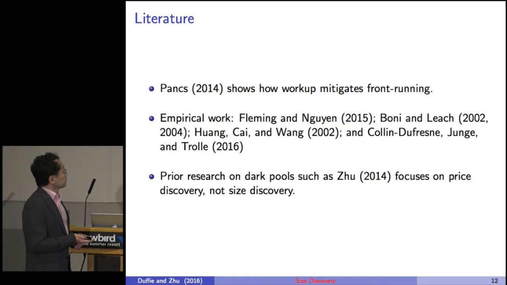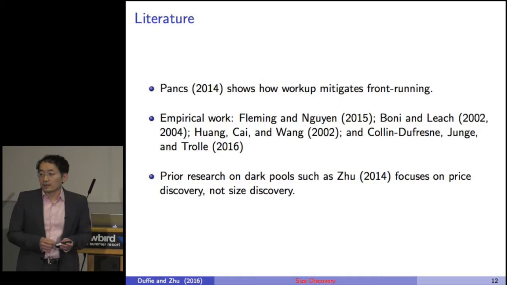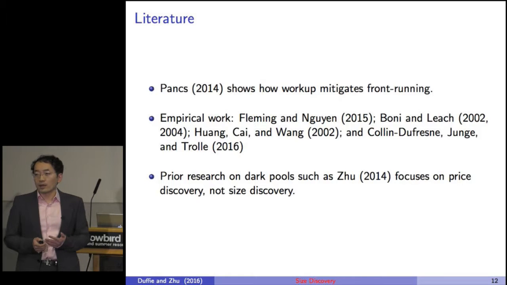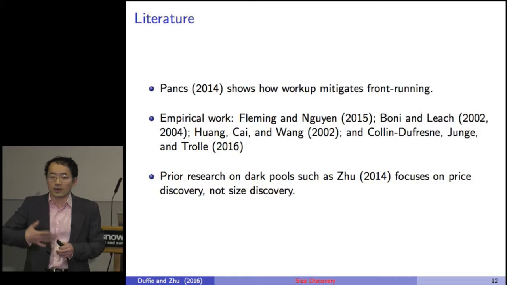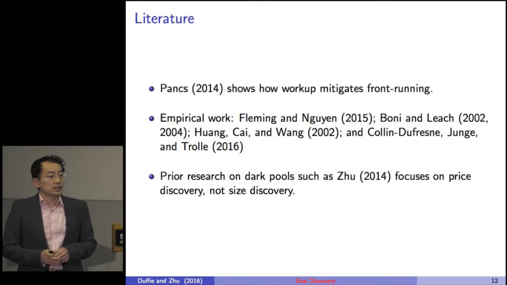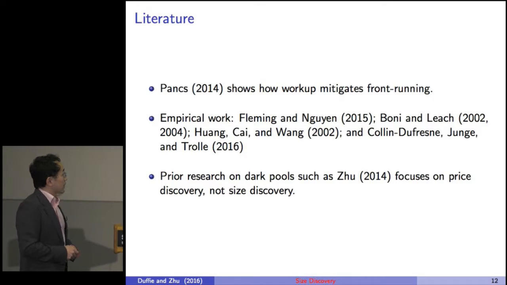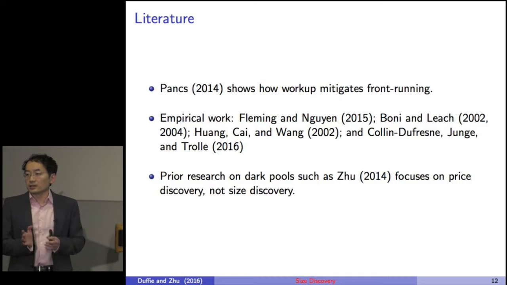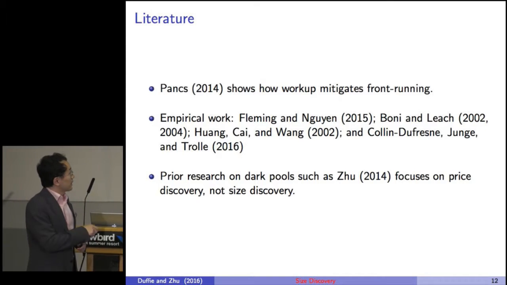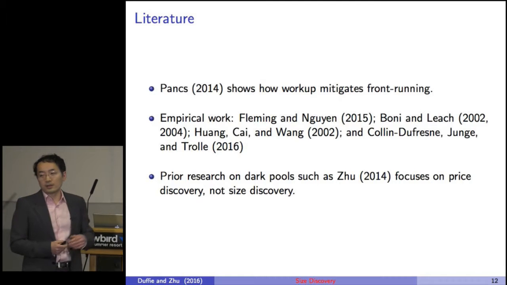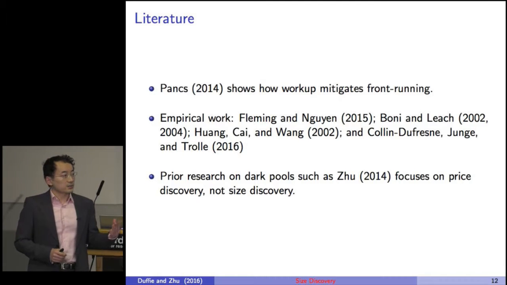Okay. Not a lot of literature on size discovery. The only theory paper we are aware of is the Panks paper. He shows how size discovery by gradually disclosing trading interest prevents front running. I have early work on dark pools, but that is entirely orthogonal because that paper is on price discovery instead of size discovery. And here are some empirical papers. There are some early papers on the treasury market and workup. There are some recent ones given the current debate about the market structure in the treasury market and in swaps.